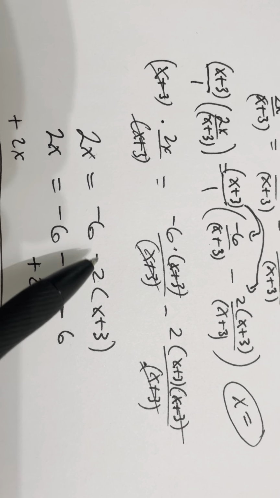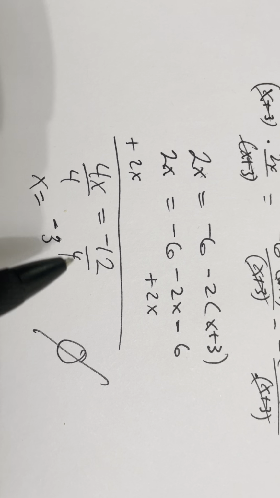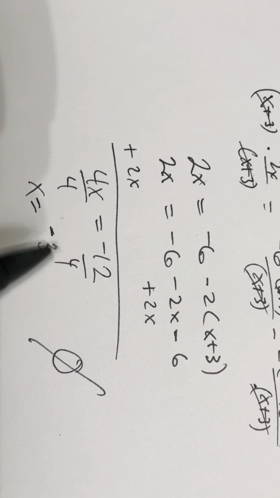I'm going to add 2x and add 2x, so I get 4x. Negative 6 with negative 6 is negative 12. I'm going to divide both sides by 4, and I get x is equal to negative 3. Oh, wait a second. We said we can't get negative 3 as our answer because we can't plug negative 3 into here. Negative 3 plus 3 is 0. Negative 6 over 0 is undefined. So we can't have a part of our equation be undefined.